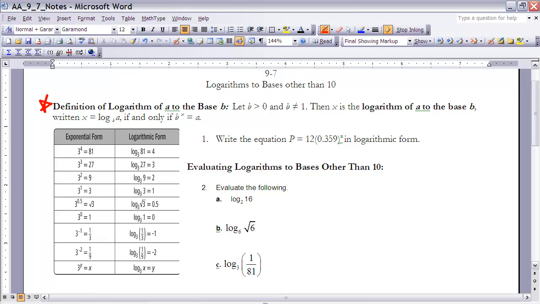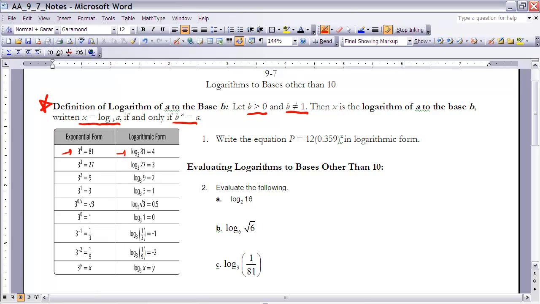Now, what does the base have to be? It has to be a number that's greater than 0, and it also cannot be equal to 1. If that happens, we can say that x is the log of a to the base b. In logarithmic form, we write it as x equals log base b of a, or in exponential form, b to the x equals a. And then we have a chart of different examples that we can write in exponential form and logarithmic form, and how that would work.